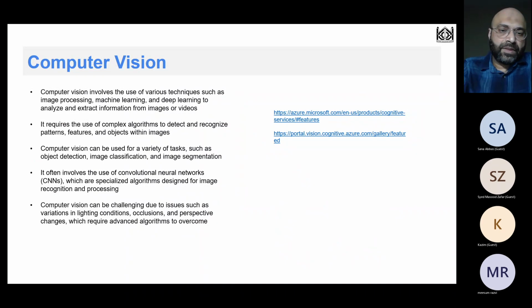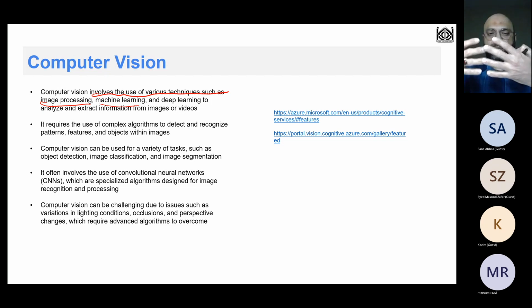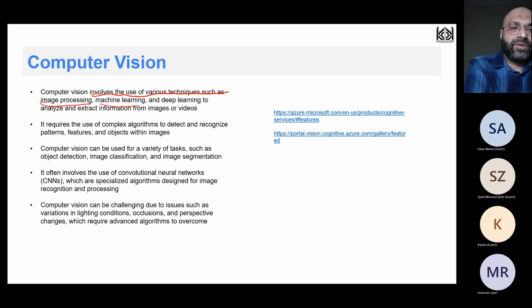Okay. And there are a couple of other pieces of information regarding that. Computer vision involves the use of various techniques such as image processing, machine learning, and deep learning, analyzing and extracting information from images and videos. So it's not only one specific area it focuses on. It has the capability to combine and mix the other areas as well. It requires the use of complex algorithms to detect and recognize patterns, features, and objects within images.